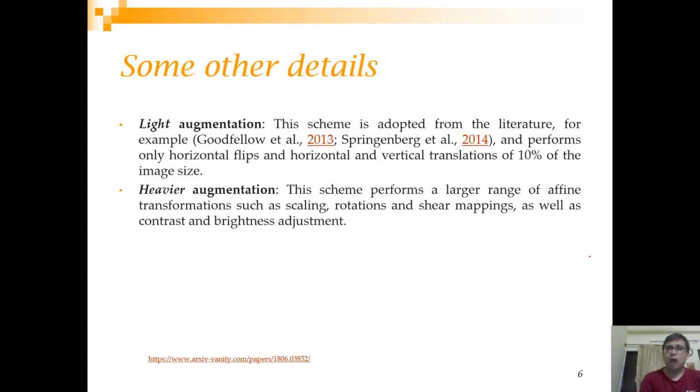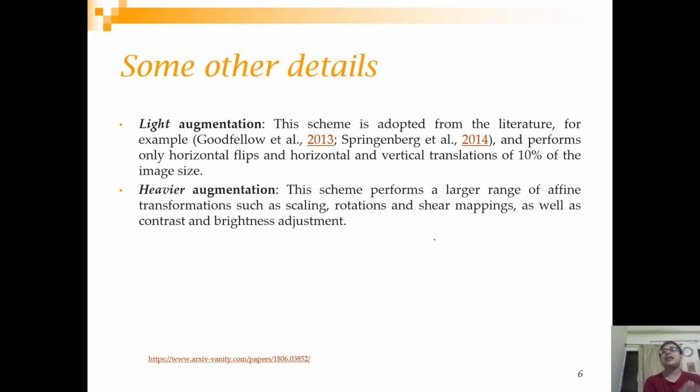Okay, so now let's look at some other terminologies. One terminology of augmentation is called light augmentation. So light augmentation, okay, there are some good references over here. It only does some amount of transformations like horizontal flips and horizontal and vertical translation, and only a certain percentage of the images, right? So not all images get that. And then you can have heavier augmentation, where of course you apply more types of transformation like scaling, rotation, shear, etc. And you also do contrast and brightness adjustment, right? So these are two different techniques. This is a very interesting and nice reference over here. You can look at this.